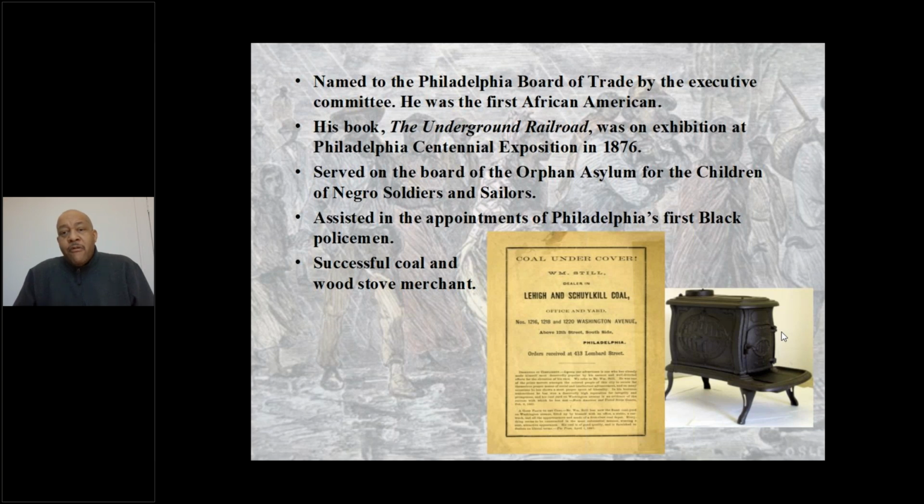His book, The Underground Railroad, was on exhibition at the Philadelphia Centennial Exposition in 1876. He served on the board of the Orphan Asylum for the children of Negro soldiers and sailors. He assisted in the appointments of Philadelphia's first Black police officers. He was a successful coal and wood stove merchant, as I've said before.